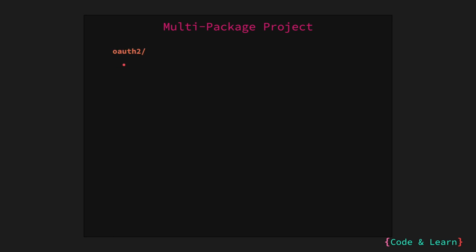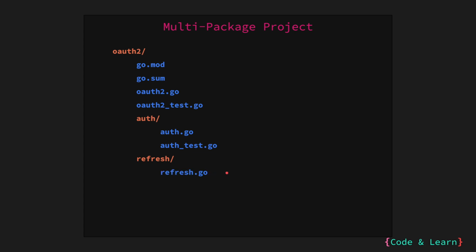The root path is auth2, and then the usual go mod and go sum files. Then we have the auth2 go file, which is package auth2, and then the test file. Now inside it we have another package, auth, inside which we have auth.go and auth_test.go, and then another package called refresh, used for refreshing tokens, refresh.go, refresh_test.go. So as you can see, there's the parent package, which is auth2. Then there are child packages auth and refresh. If you want to use the auth or refresh package, you would have to do auth2/auth or auth2/refresh.